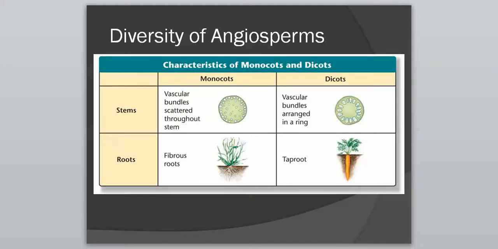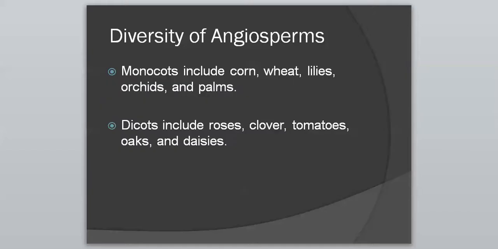And then the monocots have vascular bundles scattered throughout the stem. As you can see, their vascular tissue is kind of random, whereas the vascular bundles are arranged in a ring in dicots. And then the roots: monocots have a fibrous root, and dicots have a tap root, which is a long, straight root. We'll talk about what all of this means a little more in depth later, but just know that this is some of the difference between a monocot and a dicot. I'll make sure I give you this chart. Some examples of monocots include corn, wheat, lilies, orchids, and palms. And some dicots include roses, clover, tomatoes, oaks, and daisies.